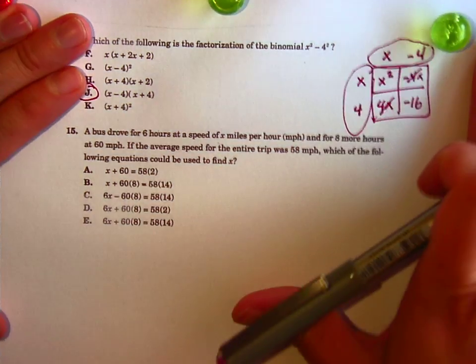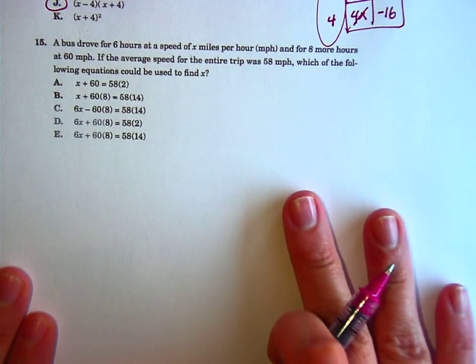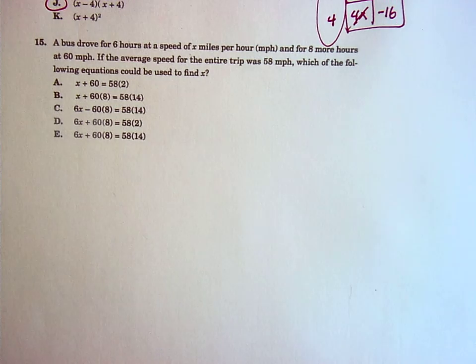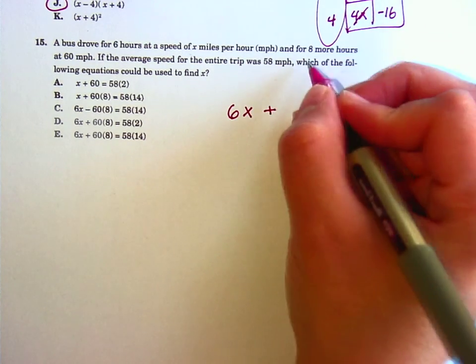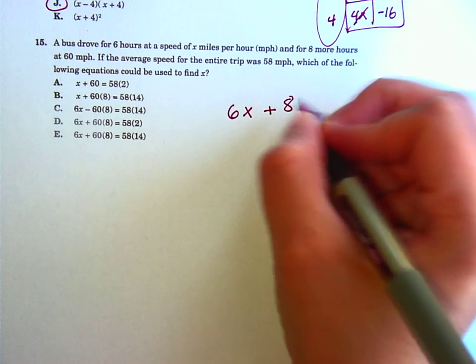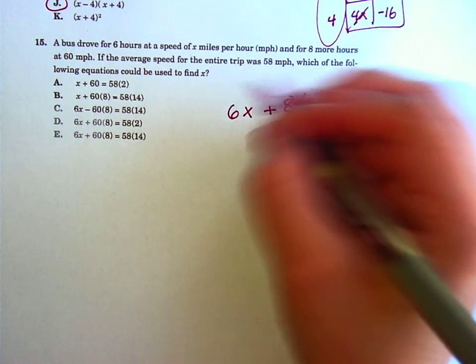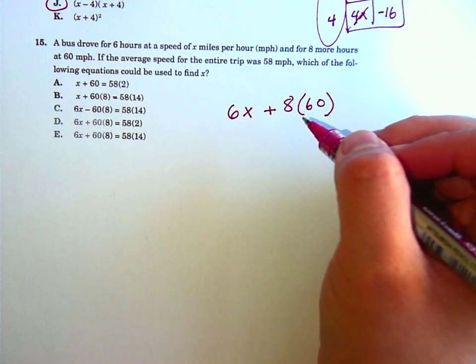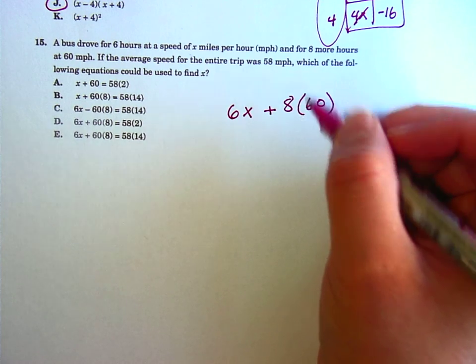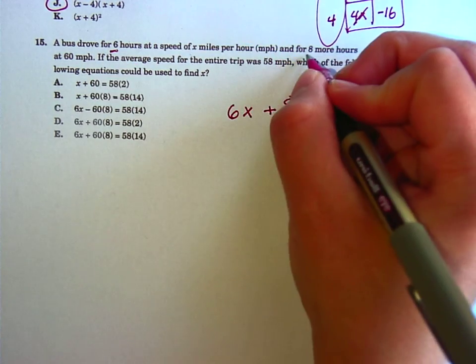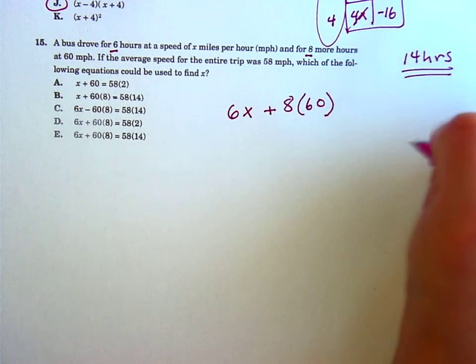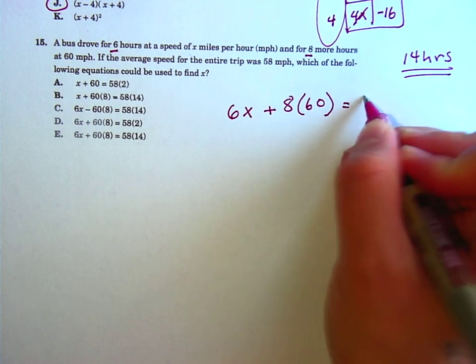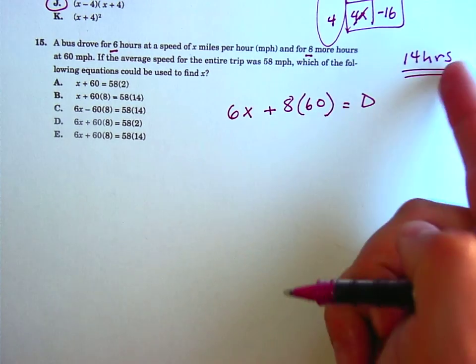All right, 1 left. A bus drove for 6 hours at the speed of x miles an hour and for 8 more hours at 60 miles an hour. Okay, so it's going 6 hours at a certain speed and then 8 hours at 60 miles an hour. And it says that the average speed for the entire trip was 58. Okay, so it looks like they went 6 and 8, which is what, 14 hours? So to find the average speed, we'd have to take like the total distance, and this is the distance right here that they've gone. We're going to take the distance and divide by 14.